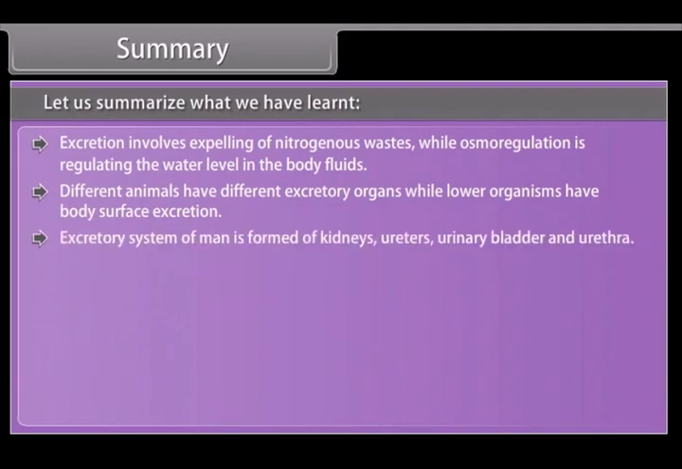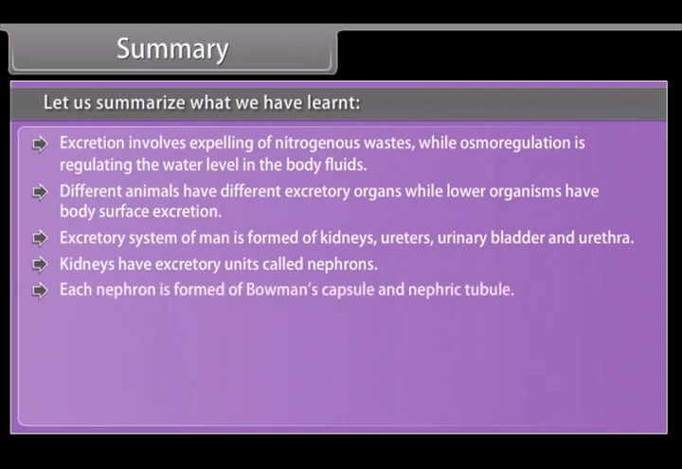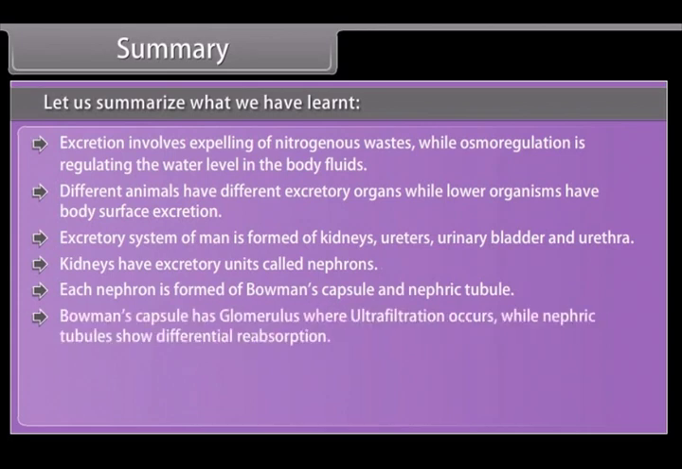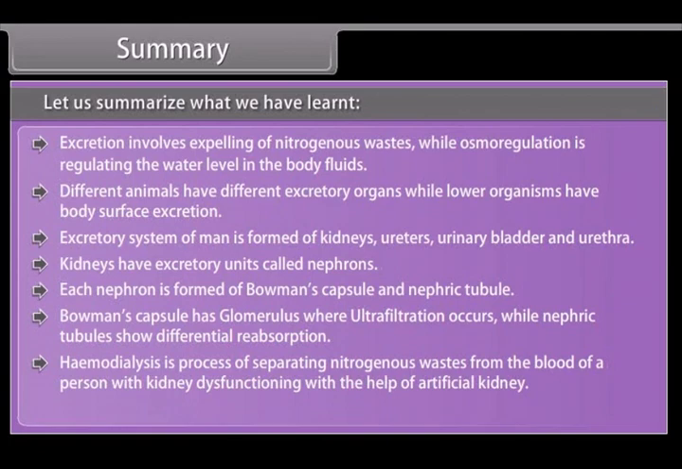Excretory system of man is formed of kidneys, ureters, urinary bladder and urethra. Kidneys have excretory units called nephrons. Each nephron is formed of Bowman's capsule and nephric tubule. Bowman's capsule has glomerulus where ultrafiltration occurs while nephric tubules show differential reabsorption. Hemodialysis is a process of separating nitrogenous wastes from the blood of a person with kidney dysfunctioning with the help of artificial kidney. In plants, oxygen and excess water is released through stomata.